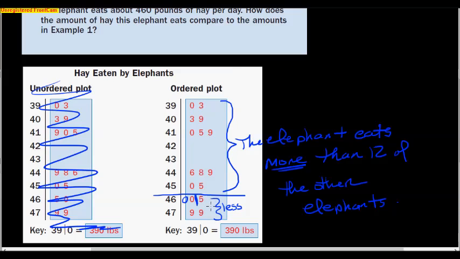So really, that's what a stem and leaf plot does. It allows you to compare the data, like what is more than the other, or what is less than the other, or what is equal to the other, very quickly. All right. So that's the whole idea of a stem and leaf plot. Okay. So hopefully that's not too difficult. Let's go on to example 2 now.